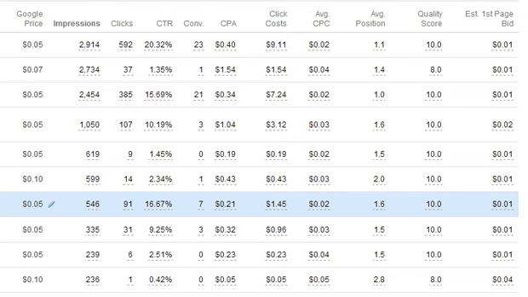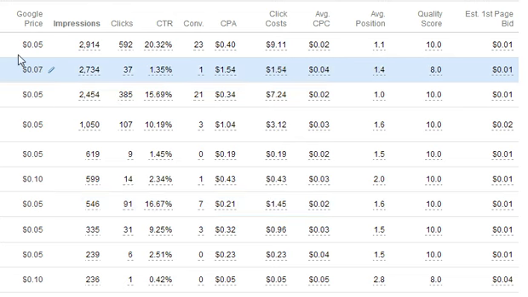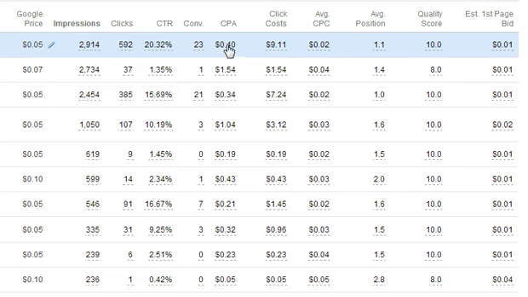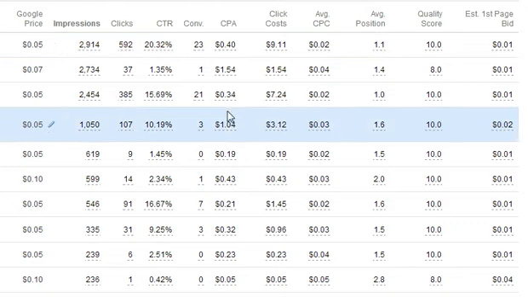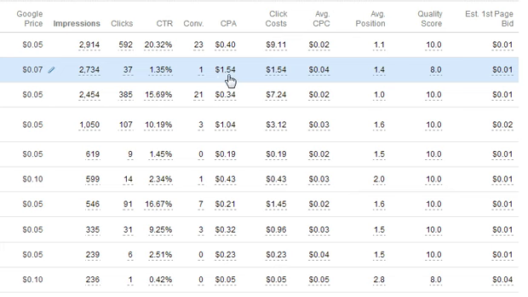The first thing that I do is not necessarily the prices itself, but keywords with a high cost per acquisition. I like to pause those. So looking at these keywords, I might pause this one because it has a higher cost per acquisition, right here, $1.54. I might pause that keyword.